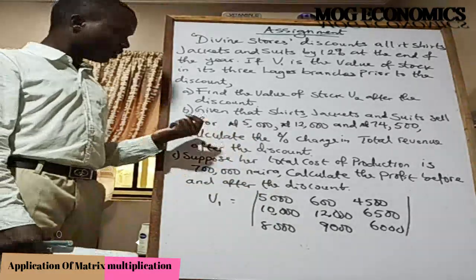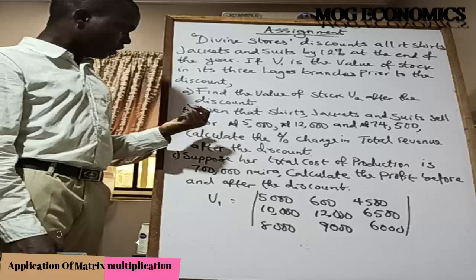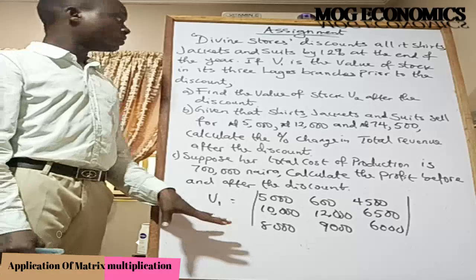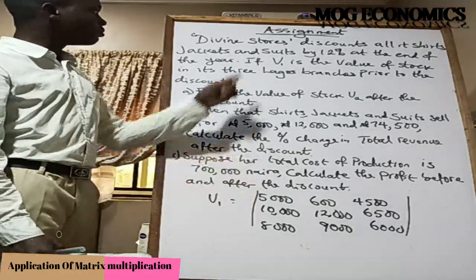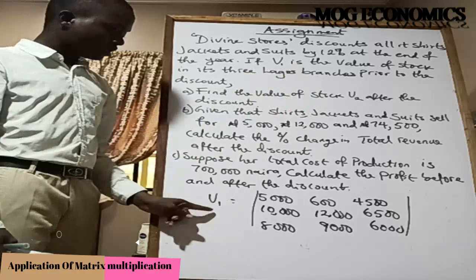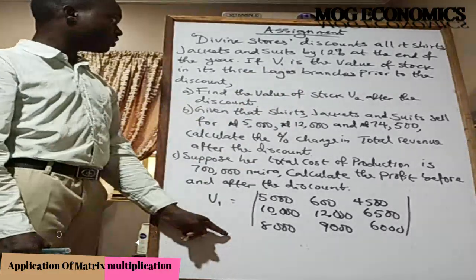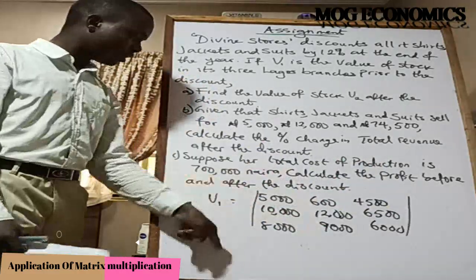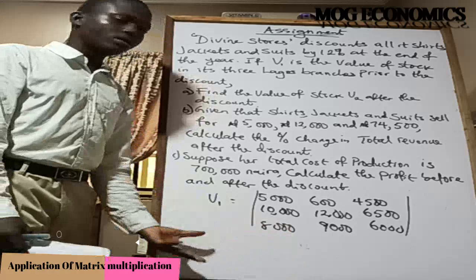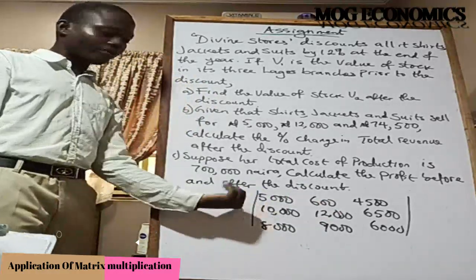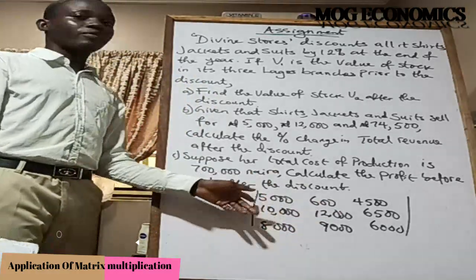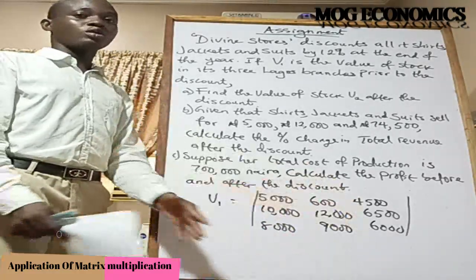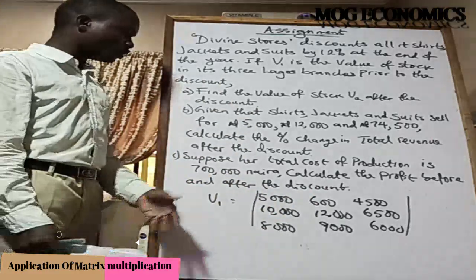So this is V1. This is the stock, like the quantity, right? Looking at this, we have shirts, jackets, and suits. This column is representing shirts, this column is representing jackets, and this column is representing suits, right? So this is the stock, the inventory. She has, in the first row, 5,000 shirts, 600 jackets, 4,500 suits, right? So just talking about the number, the quantity of clothes that she has.